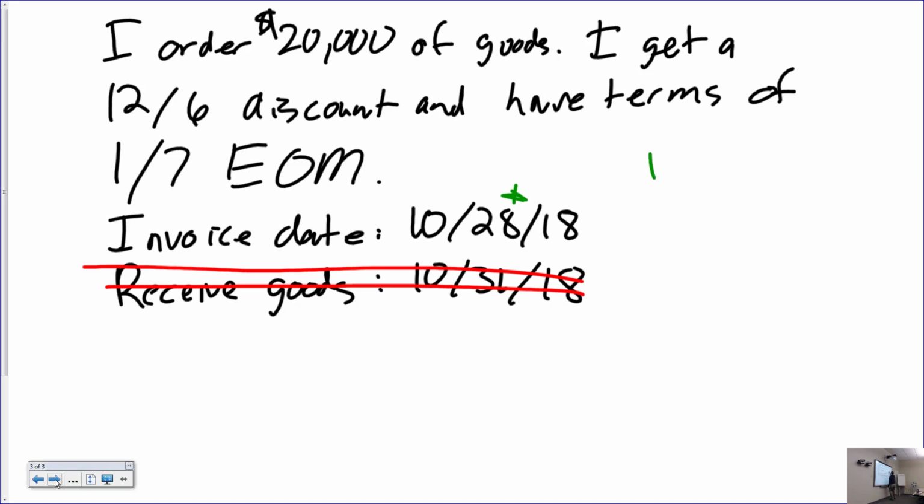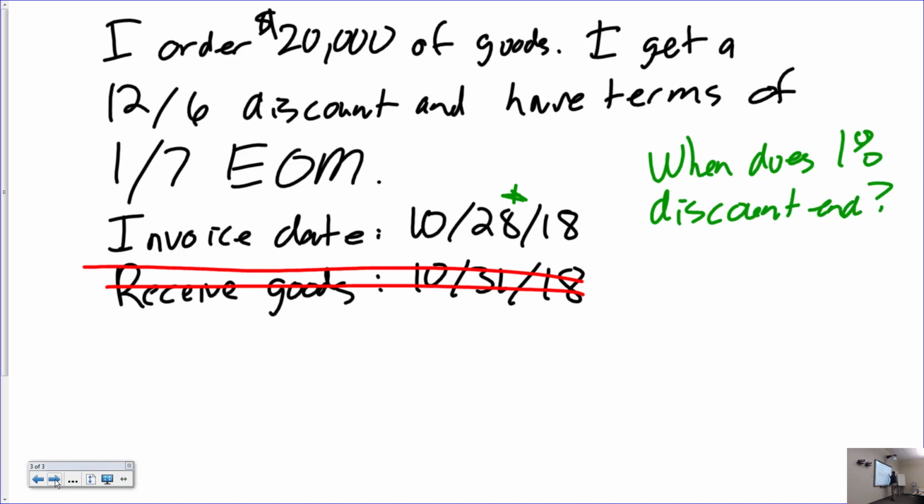So when does the 1% discount end? Normally you would say, oh, go to the end of the month and tack on 7 days, and you'd say November 7th, but because this is the 28th, December 7th, you go until to have that 1% discount, okay?